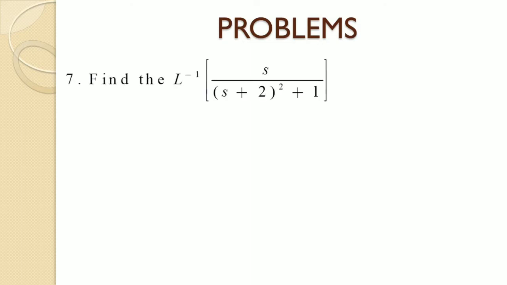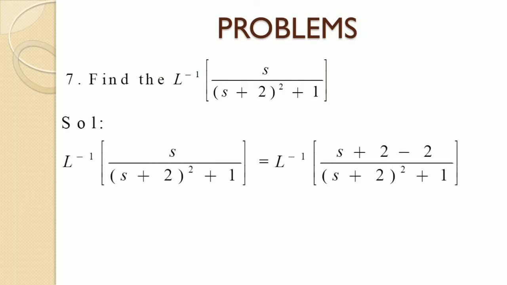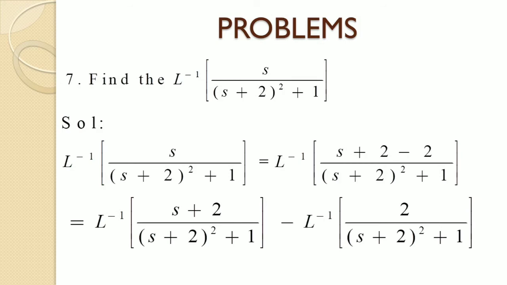Next we'll find the L inverse of s by (s plus 2) the whole squared plus 1. This can be written as L inverse of (s plus 2 minus 2) by (s plus 2) the whole squared plus 1, because we know that L inverse of (s plus a) by (s plus a) the whole squared plus b squared. So in the denominator we are having s plus 2, but in numerator we are having only s. So we are rewriting the numerator as s plus 2 minus 2. So this can be written as two terms, L inverse of (s plus 2) by (s plus 2) the whole squared plus 1 minus L inverse of 2 by (s plus 2) the whole squared plus 1.